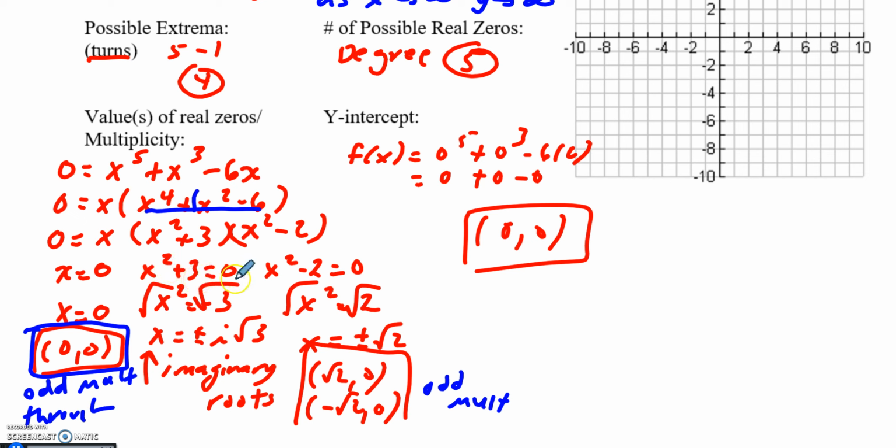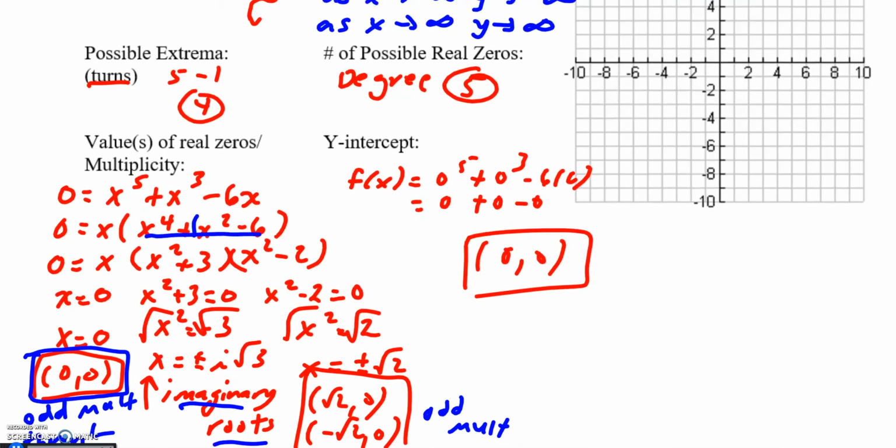X squared plus 3 ended up getting me imaginary roots, so those can't be graphed on the real coordinate plane. And x squared minus 2, the same as the previous problem, I got my two x-intercepts to be positive root 2 comma 0 and negative root 2 comma 0, each of these only happening once, so again there's an odd multiplicity. Just like the previous problem, I got my y-intercept to be 0, 0.